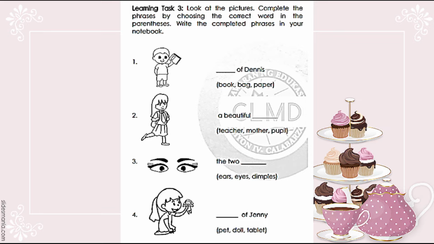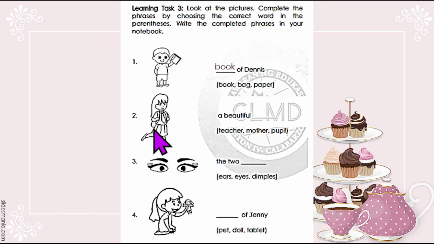For our learning task 3, look at the pictures. Complete the phrases by choosing the correct word in the parentheses. Write the completed phrases in your notebook. Number 1, let us look at the picture. What do you think Dennis is holding? Book, bag, or paper? Correct. Book of Dennis.